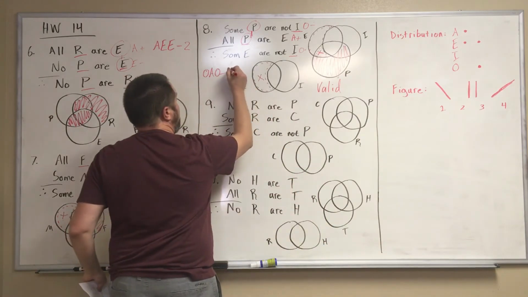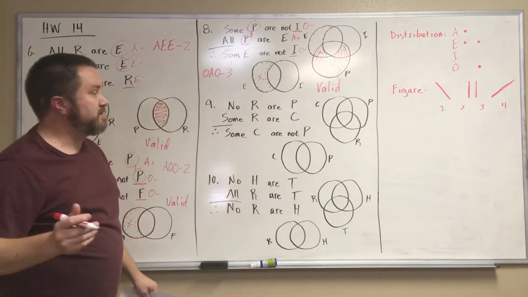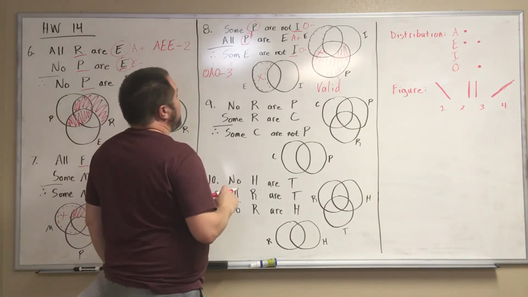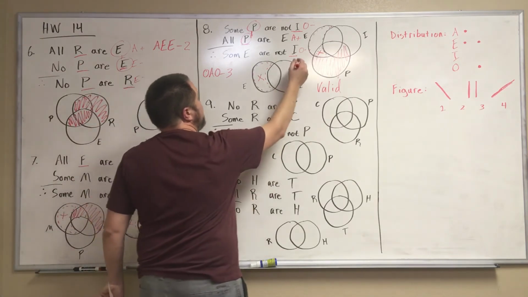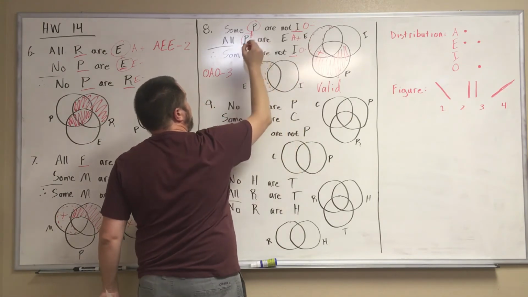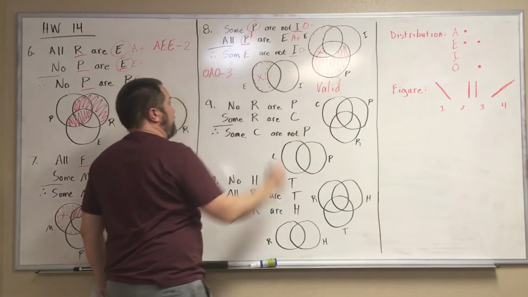AO3 is the name of the form. All right, where was I? I is distributed in the conclusion, distributed in the premise. P is the middle term, it's distributed in the second premise there.